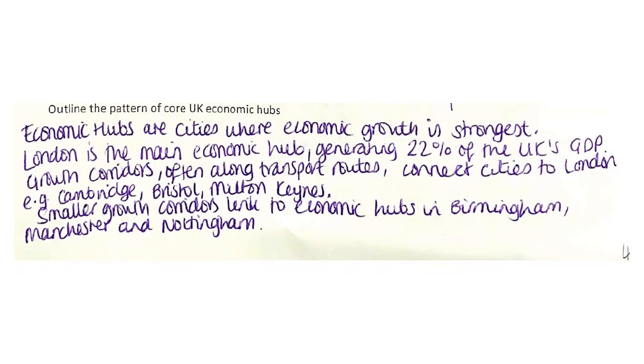Outline the pattern of core UK economic hubs. So economic hubs are where the economic growth is strongest. London is our main hub, generating 22% of the UK's GDP. Growth corridors tend to be along main transport routes, the motorways, connecting cities to London like Cambridge, Bristol, Milton Keynes. Smaller growth corridors linked to economic hubs in Birmingham, Manchester and Nottingham.